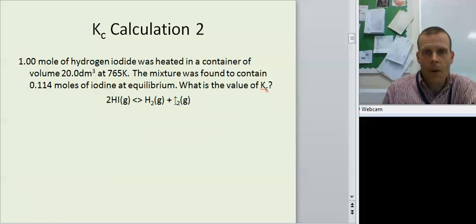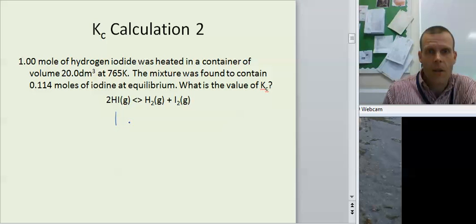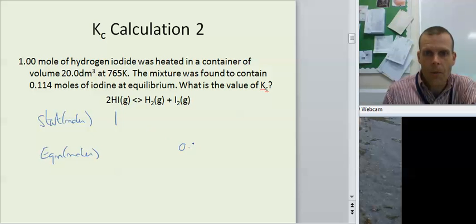Right, now in the real world we don't usually get all those concentrations neatly laid out for us. We have to maybe deduce some of the ones that we haven't got. So here I've got some information on what's going on at the start. So I've got 1 mole of this at the start. It's being heated up. There's my container volume. The mixture is found at equilibrium, so this is my start number of moles. What have I got at equilibrium in terms of moles? Well, I've got 0.114 of iodine, and I had none of these at the start. So I need to get these values so I can then work out concentrations and then work out Kc.